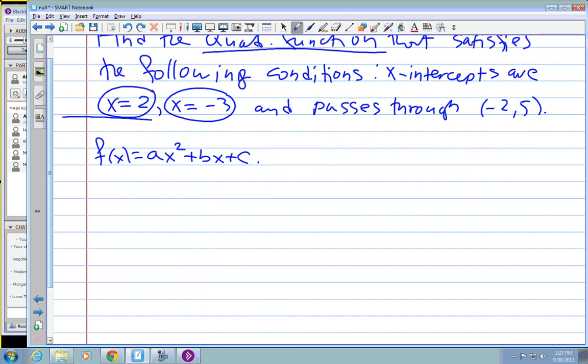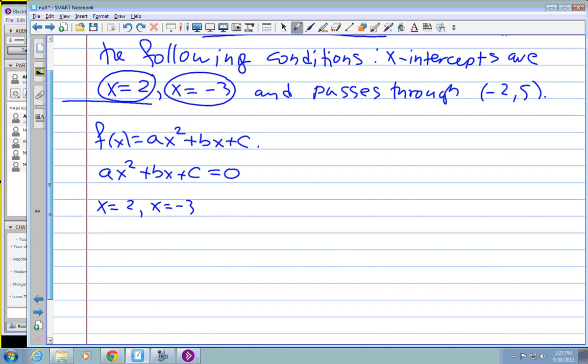So you said y equals 0 and you solve for x, right? So if I actually do this, ax squared plus bx plus c, and set it equal to 0 and solve for x, I should get x equals 2 and x equals -3. I'm kind of trying to think backwards, right? So now think about this. If you were able to factor this equation, think about factoring.